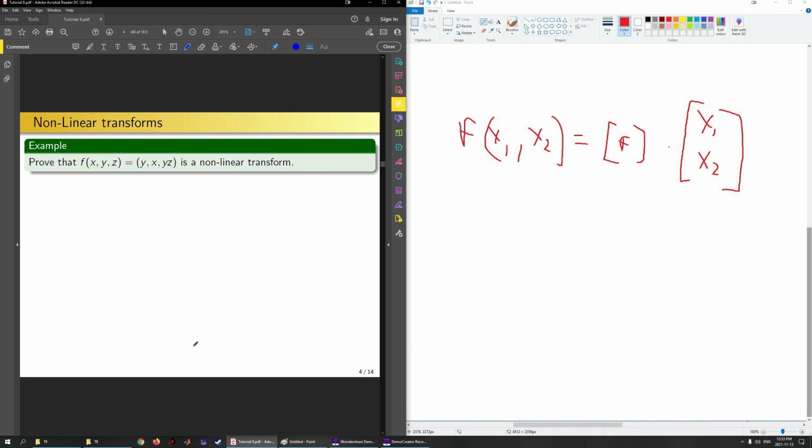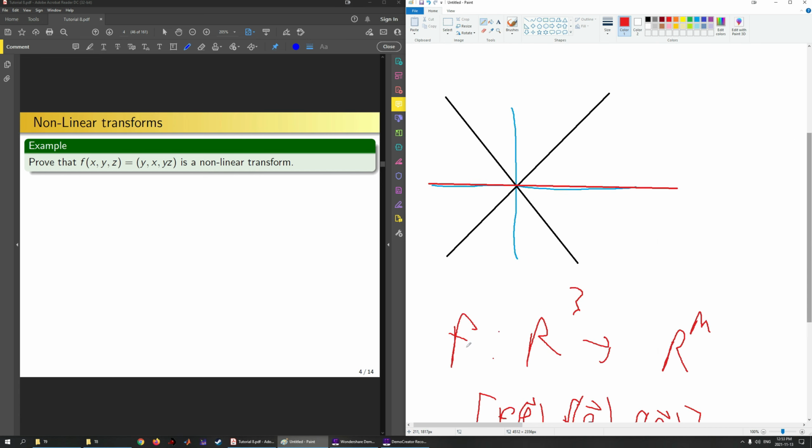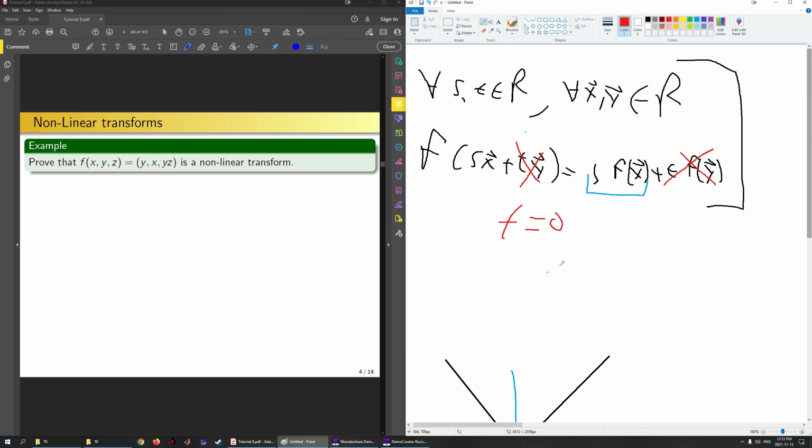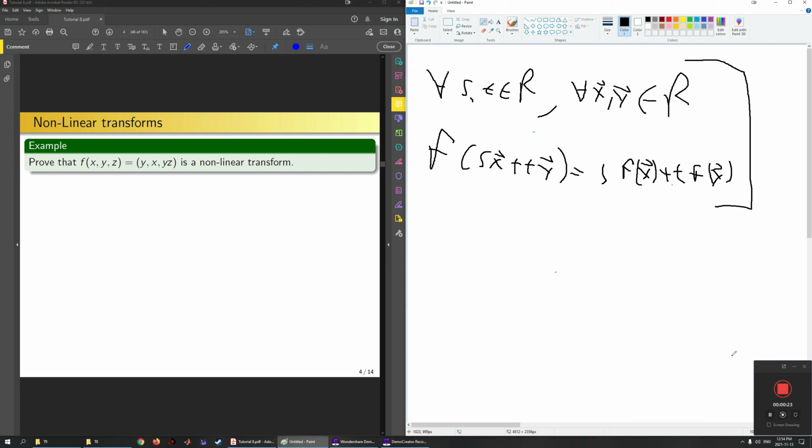So let's go on to the next one. Prove that this is a nonlinear transform. If I go back to the definition of linearity, I know something is linear if this statement up here is true, where I remove this stuff in red. If I want something to be not linear, then this needs to be a false statement. So how do I make this a false statement?